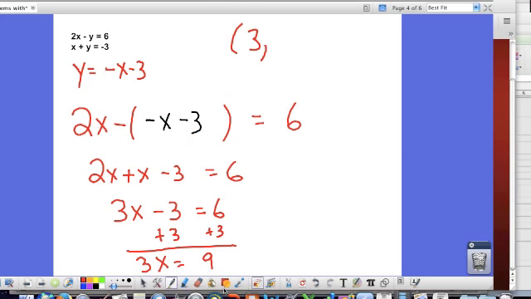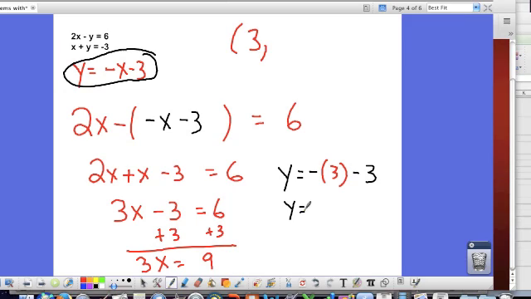Now, if x equals 3, I'm going to take this equation. Y equals negative, I'm substituting in the value for x, 3, minus 3. So that becomes y equals negative 3 minus 3, and this is negative 6. So now in this first equation, let's make sure that works. I'm taking out the x, I'm putting in 3, taking out the y, I'm putting in negative 6.